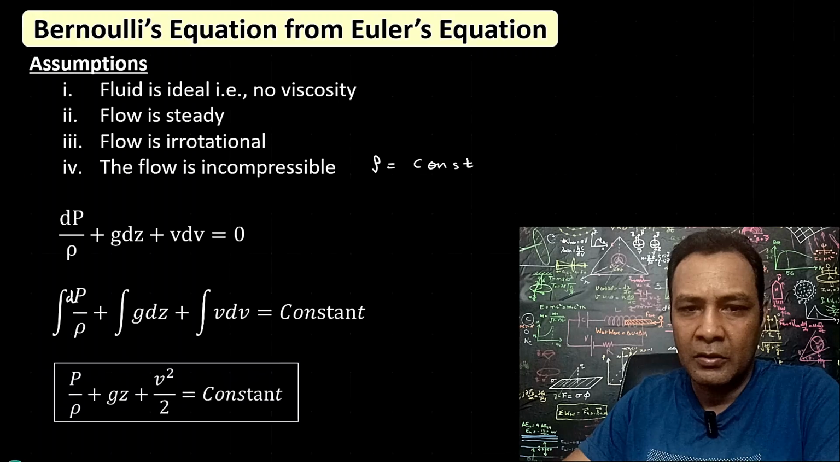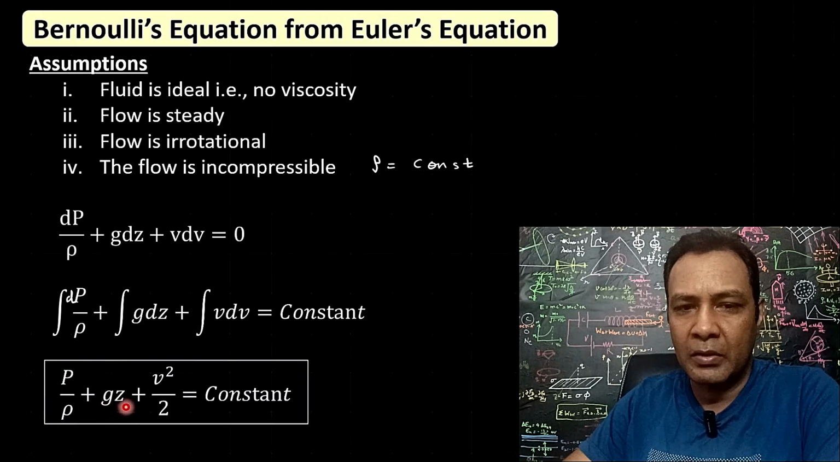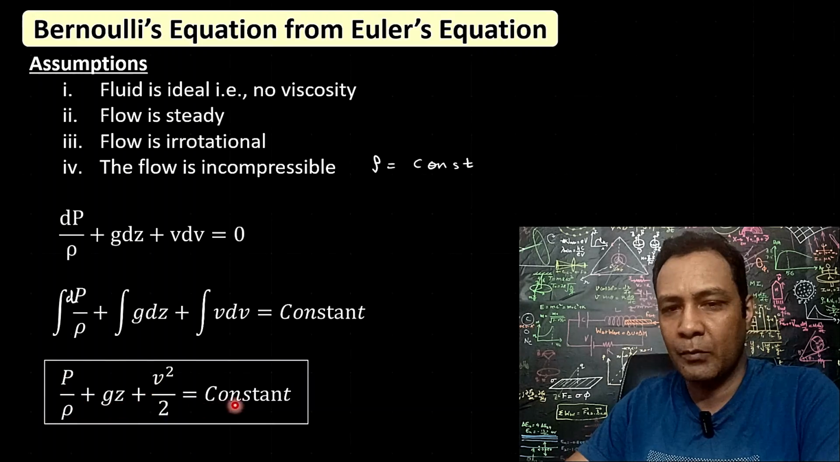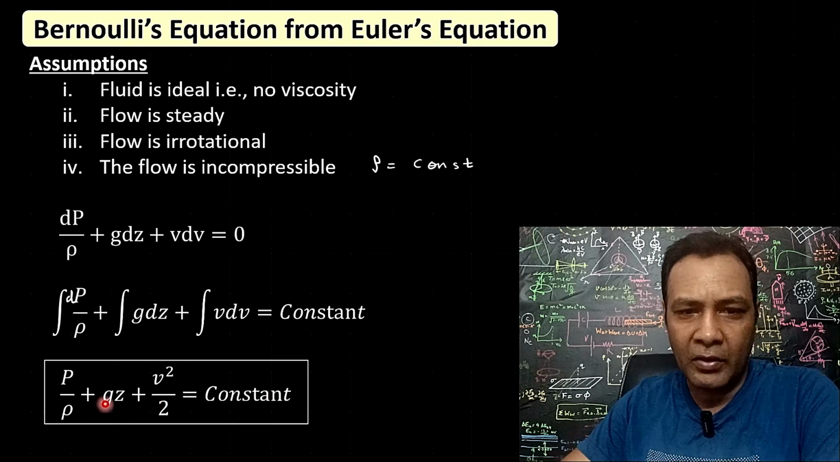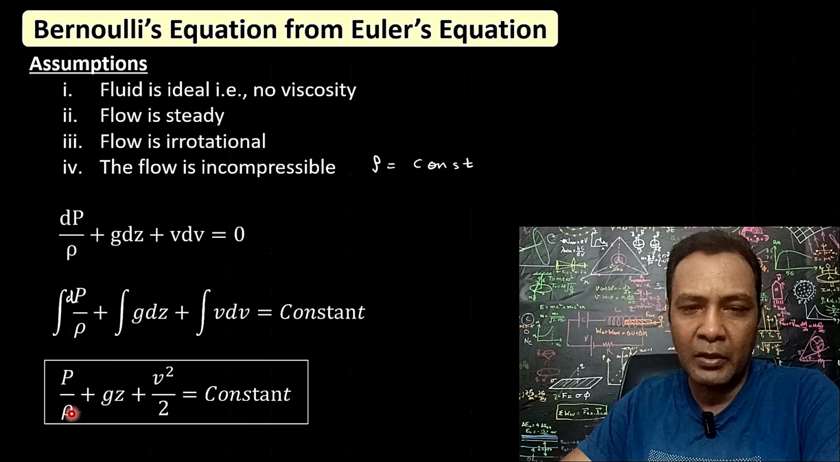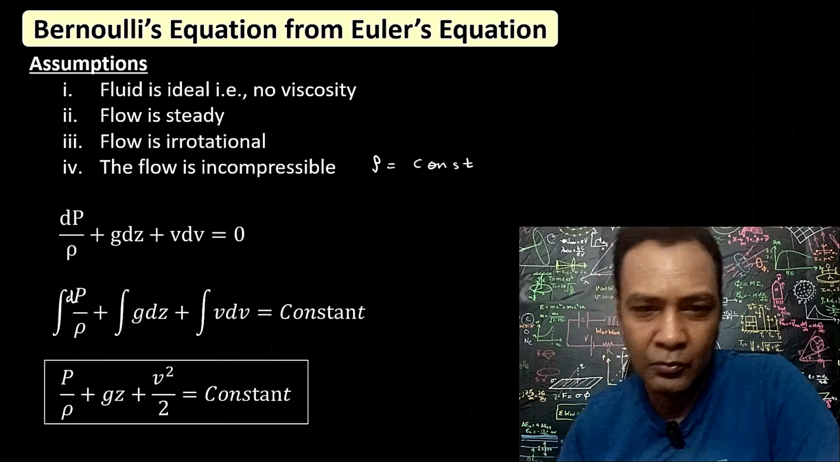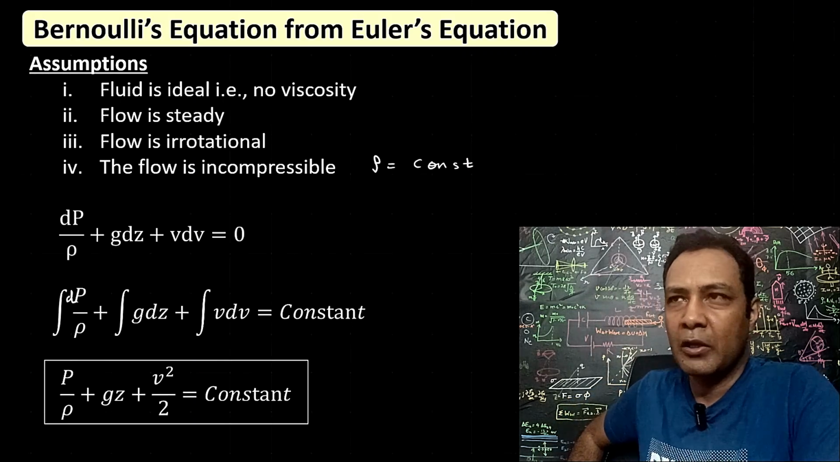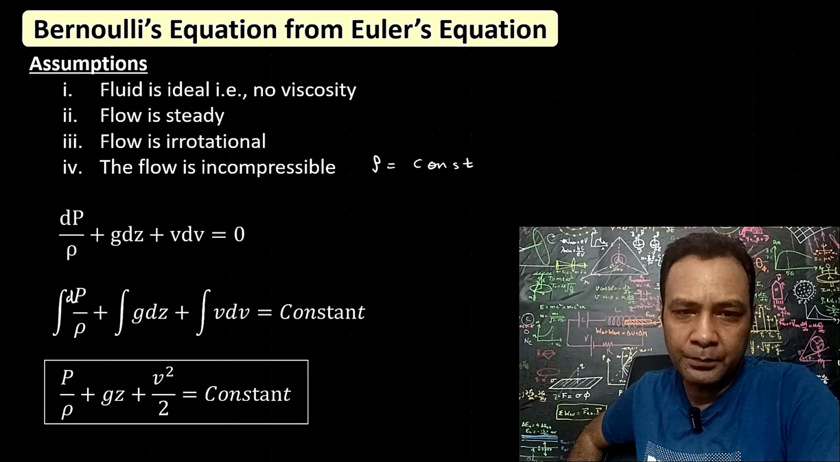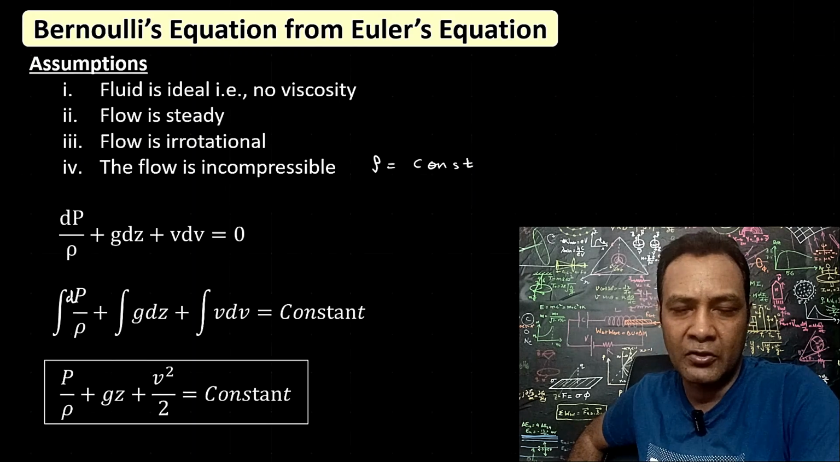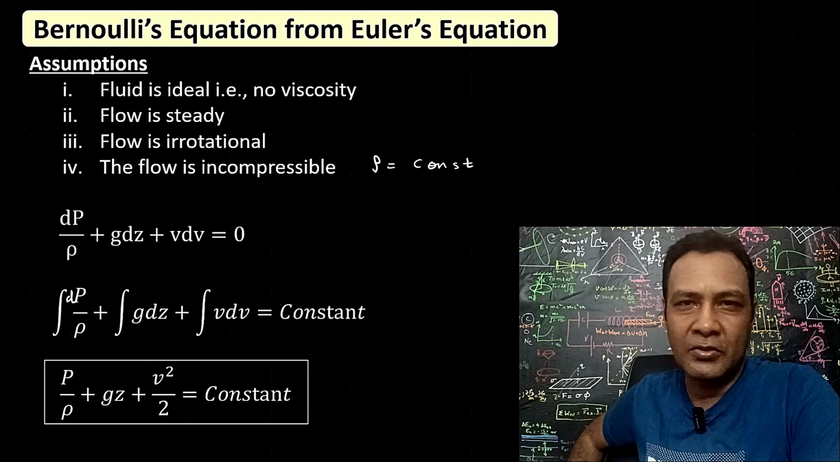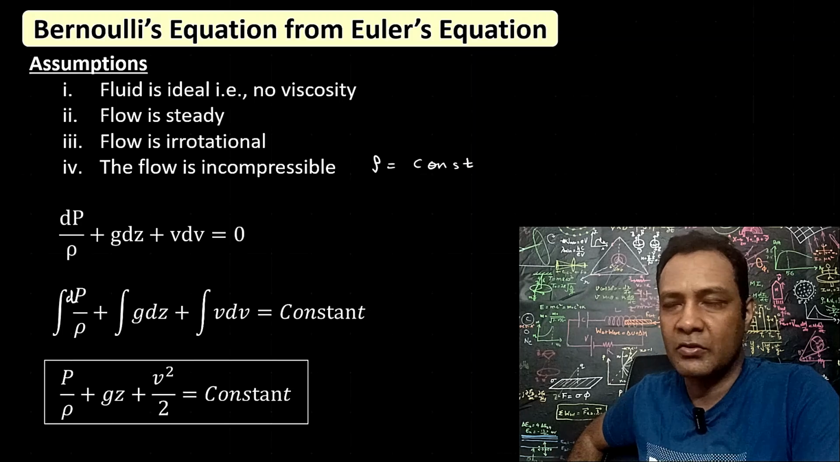So this is P by rho plus G Z plus V square by 2 is constant. And if I multiply the whole equation by rho, we'll get another form that we'll mostly use for the IIT-JEE: P plus rho G Z plus half rho V square is a constant, where P is the pressure energy per unit volume, rho G Z is the potential energy per unit volume, and half rho V square is the kinetic energy per unit volume.